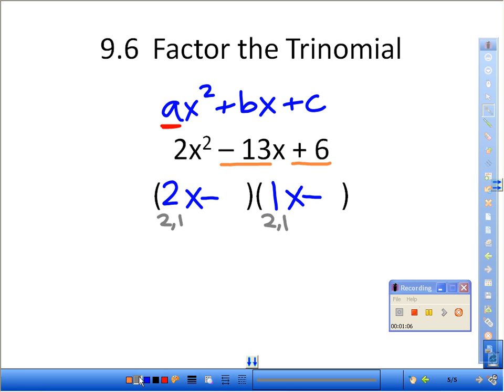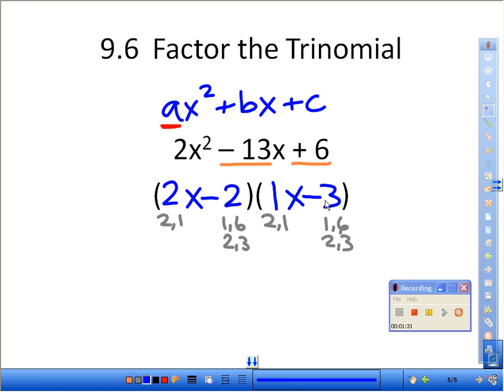For this last number, we consider the factors of 6. We could use 1 and 6 or 2 and 3. The only way to really figure this out, unless you do some planning ahead in your head, is to do some trial and error. So if we start by just picking a number, let's try 2 and 3. If we put in 2 and 3 and we do the FOIL method, you really only have to check the inner and the outer to see if this one works.